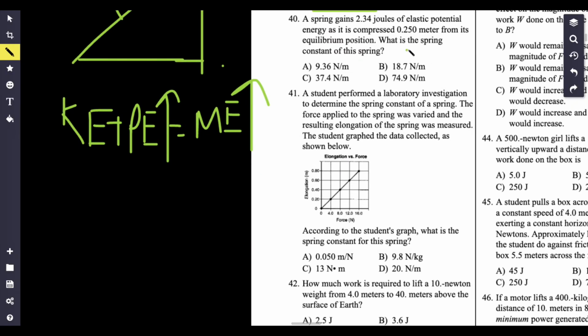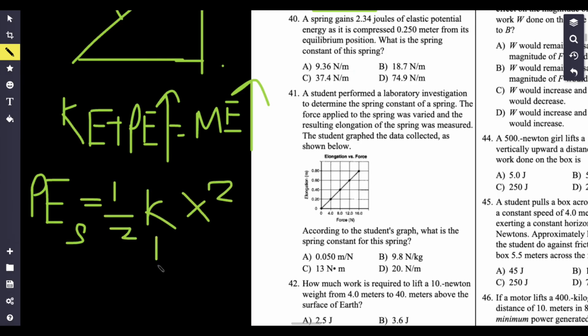Remember, the equation for elastic potential energy, the potential energy of a spring, is 1/2 times kx squared. K is the spring constant. It measures basically how stiff the spring is, while x is how far you stretch it. So how far you stretch a spring and how hard it is to stretch that spring affect that potential energy, that stored energy.